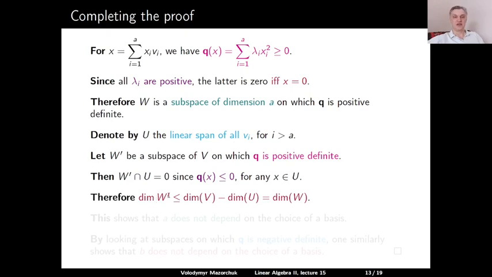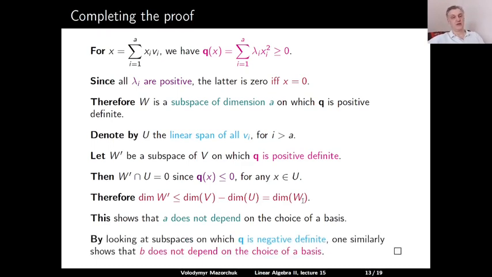But this means that the dimension of W prime is at most the dimension of V minus the dimension of U, which is equal to the dimension of W. This shows, indeed, that our number A can be interpreted as the maximal dimension of a subspace, the restriction of Q to which is positive definite. Similarly, by looking at subspaces on which Q is negative definite, we show that B doesn't depend on the choice of the basis. And this completes the proof of Sylvester's law of inertia.